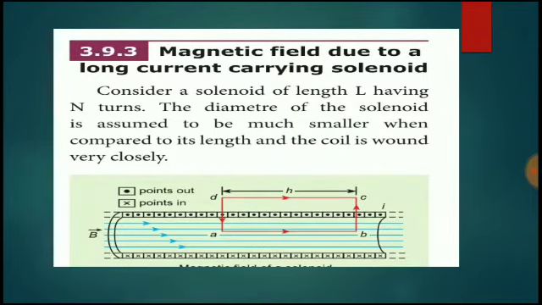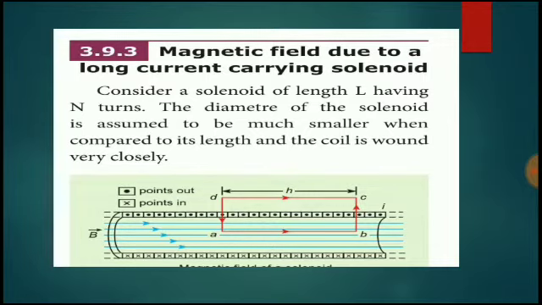See, the first topic: magnetic field due to a long current carrying solenoid. So we know what a solenoid is. A solenoid is nothing but a long closed helical coil. This coil contains n number of turns, right? So this is the basic thing.